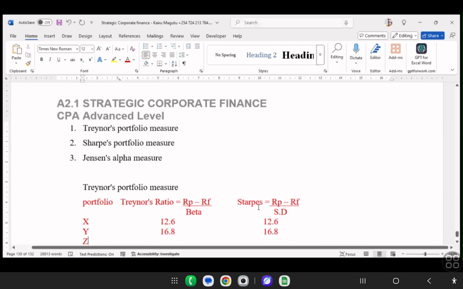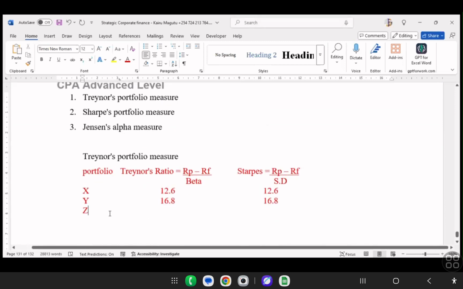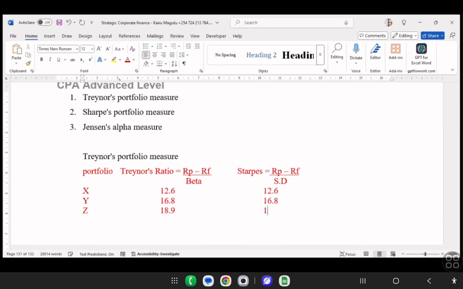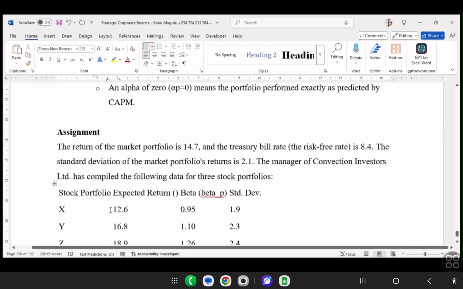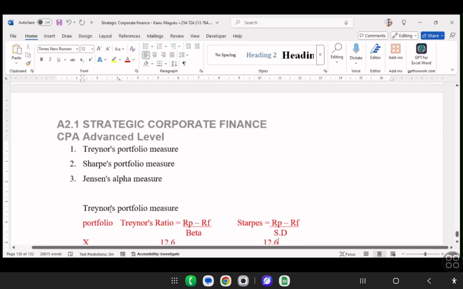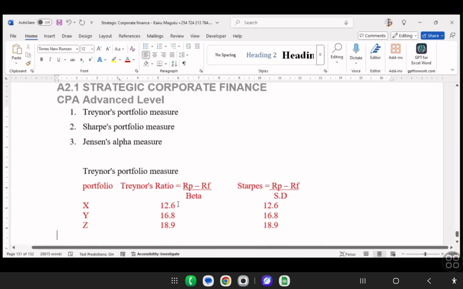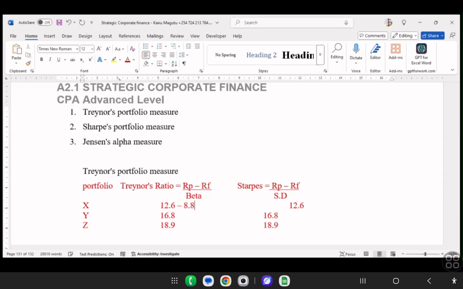16.8, we have 18.9. We need the risk-free rate. The risk-free rate was how much? The return of the market portfolio is 14, and the treasury bills risk-free rate is 8.4. So we have 8.4. This one will minus 8.4.